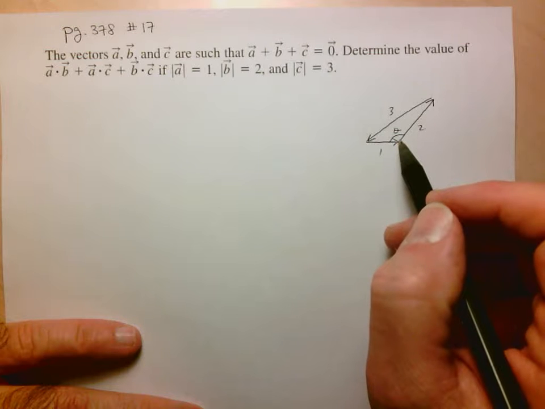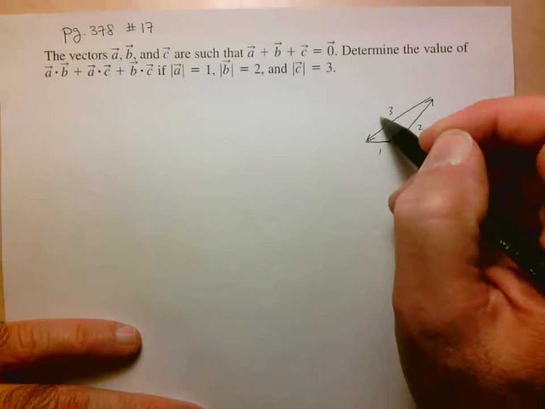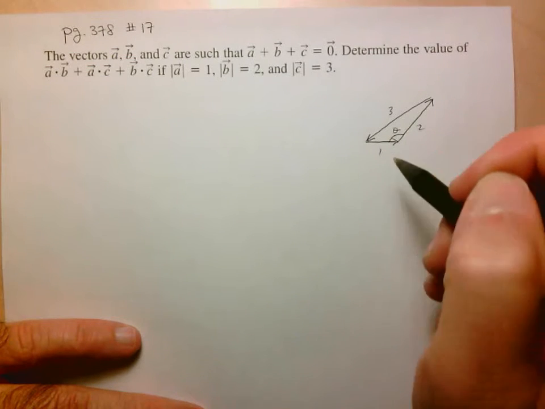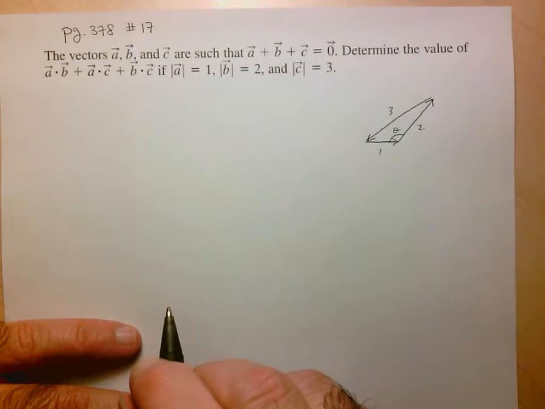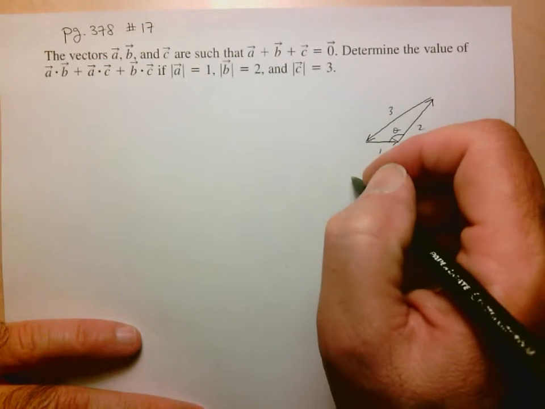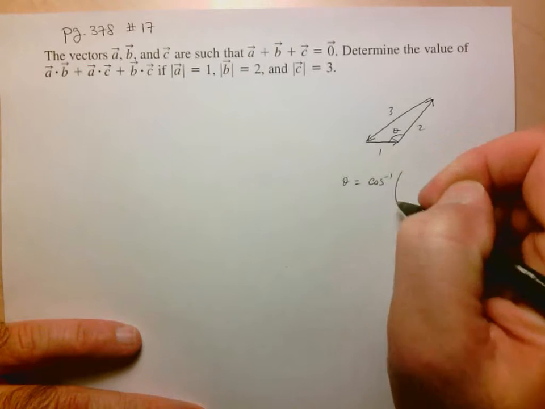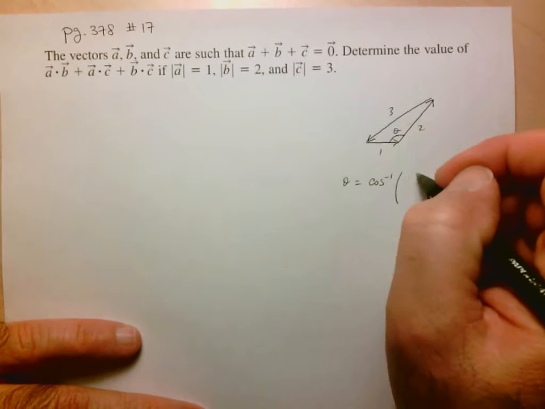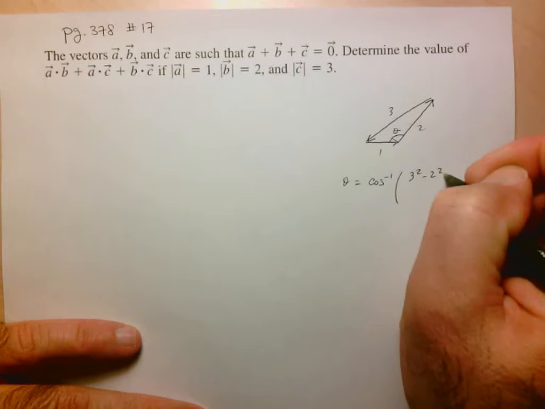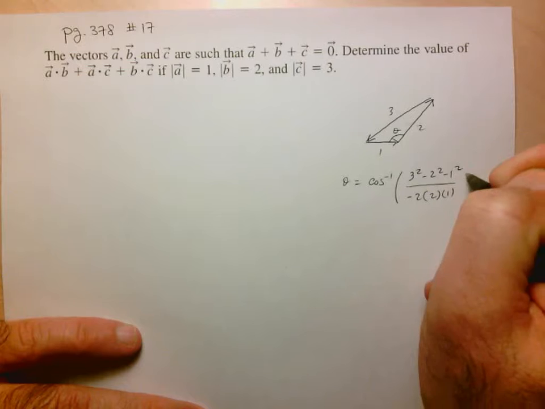Of course, if I want to find what's officially known as the angle between them, I'm going to have to move this over and take the supplementary angle to get them tail to tail. So let's go ahead and do this. That's an easy cosine law. Cos inverse of, here the opposite is 3, so 3 squared minus 2 squared minus 1 squared, over negative 2 times 1.